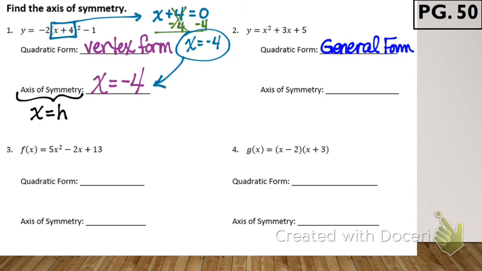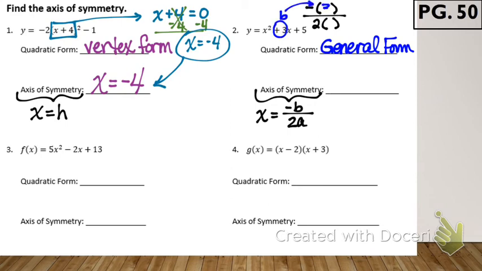To find the vertex from general form, I'm going to use just a piece of the quadratic formula. I'm going to do negative b divided by 2 times a. What is my b value? 3. So I'm going to take this right here. Here's my b. That goes in here. And your a value is 1. My leading coefficient is a 1, and so that's what I put in right here.